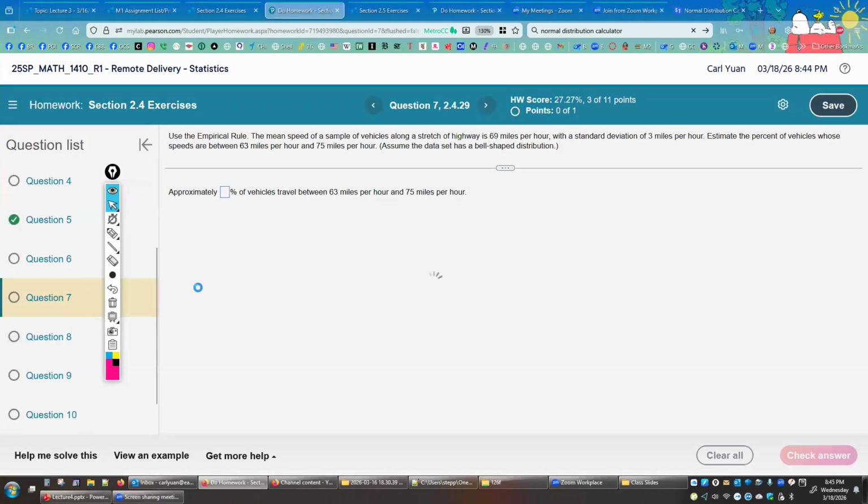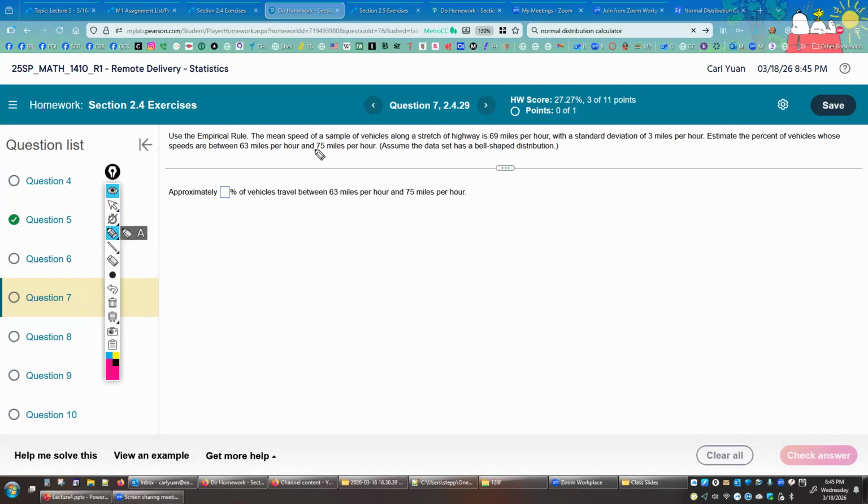So question 7, here we go. Question 7 says use the empirical rule. The empirical rule is the 68%, 95%, 99.7% thing, you know, where you cut a cake and the percentage. So that's the empirical rule. So use that rule, okay?